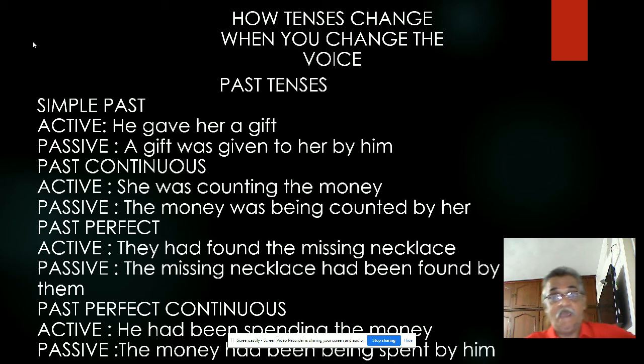In the past perfect, they had found the missing necklace. In the passive, it becomes the missing necklace had been found by them. The past perfect continuous, he had been spending the money, becomes the money had been being spent by him. Now just pay attention. This present perfect continuous and past perfect continuous in the passive voice is rarely used. In fact, it's looked down upon by most grammarians. But I'm just showing you the tense. It is never to be because that form is not used at all.